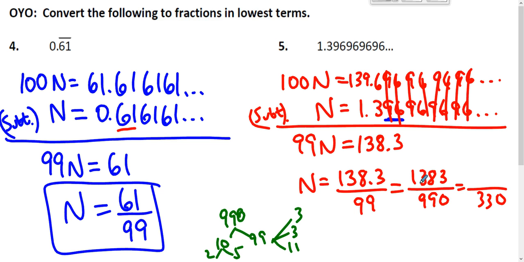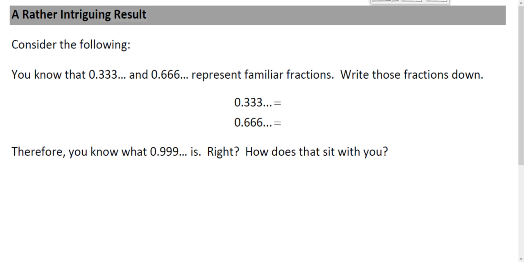So we divide by 3, and that's 461 over 330, which is definitely not divisible by 3. That's the only factor, and so that's a fraction in lowest terms. And you can confirm that that fraction, when converted to a decimal, is 1.396969696 and so on.